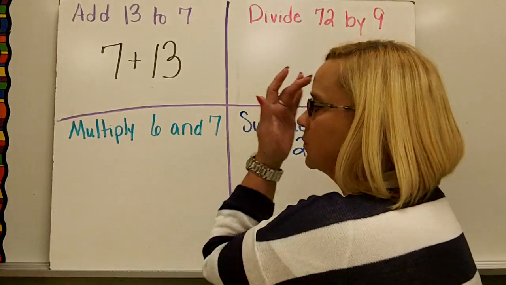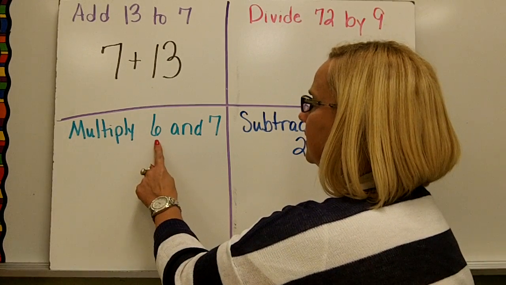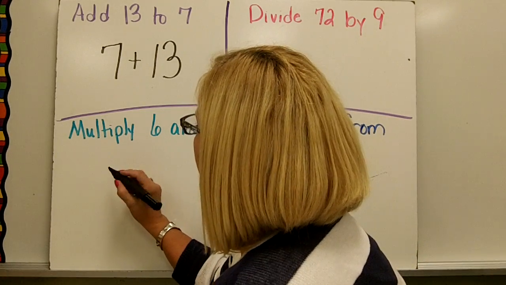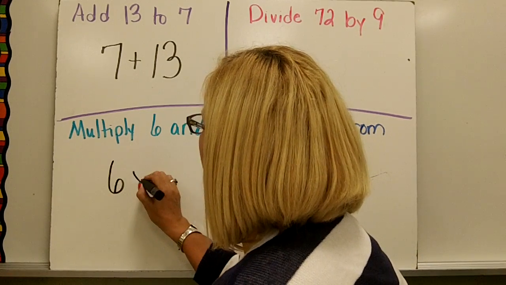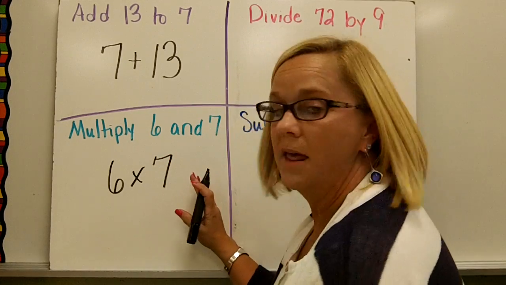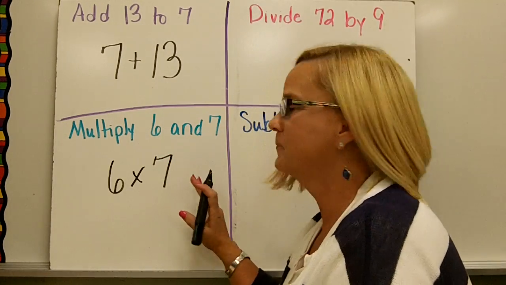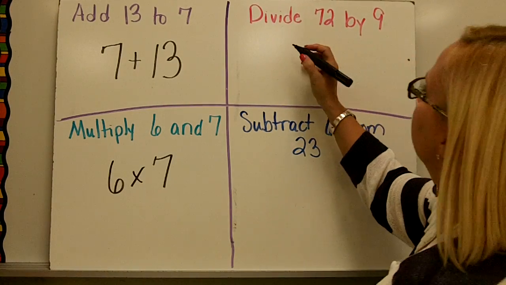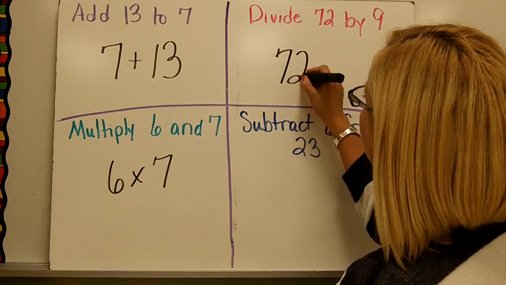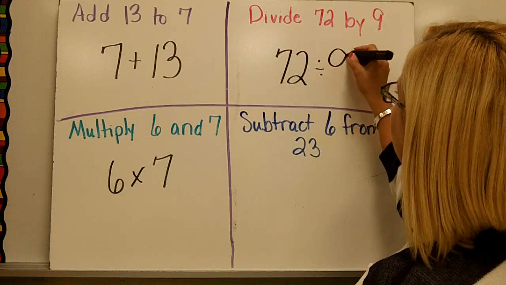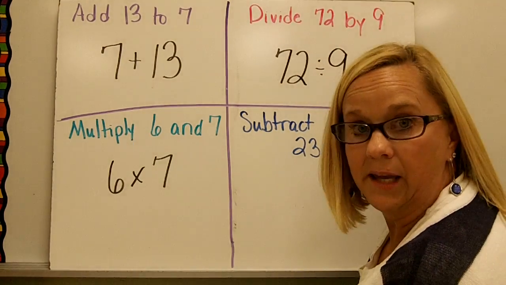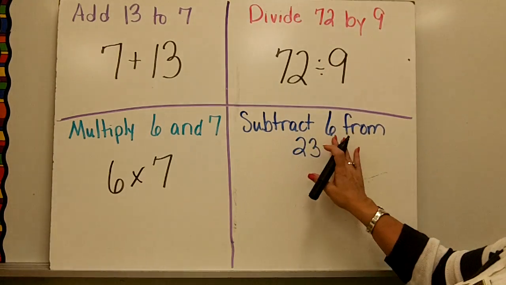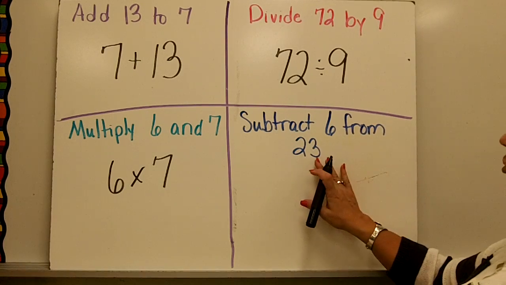All right, let's look here at this one. Multiply 6 and 7. Again, we're starting out pretty easy, and if they were writing that down, they would have 6 times 7, and then they would provide the answer for me. All right? Divide 72 by 9. That's going to look like 72 divided by 9, and then, of course, they would find the answer to that.